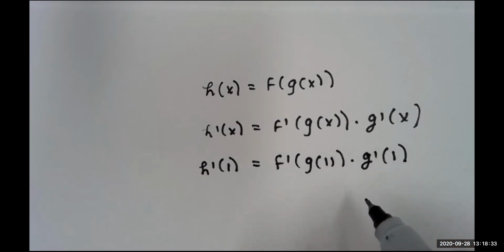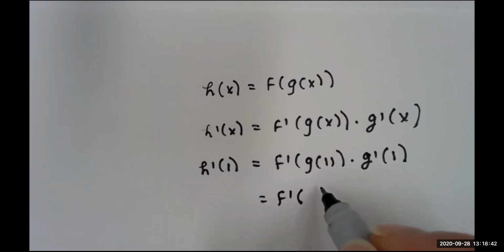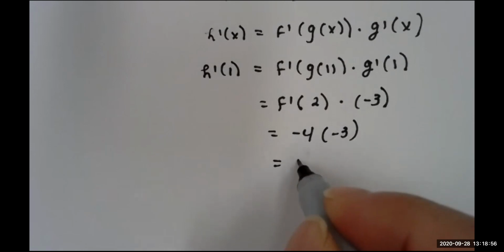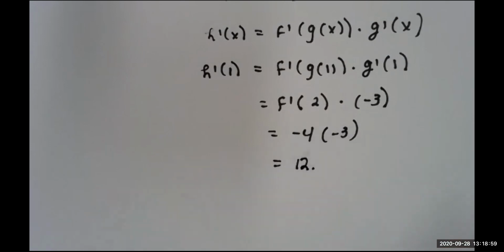And if you look at the problems, and I know it's not on your screen anymore, g of 1 was 2, g prime of 1 was -3, and f prime of 2 is -4. So you get -4 times -3, which is, oops, +12. Is that okay? Yep. Very good. Let's do one more. I didn't notice the apostrophe at the H. Oh, h prime, right here, yeah.